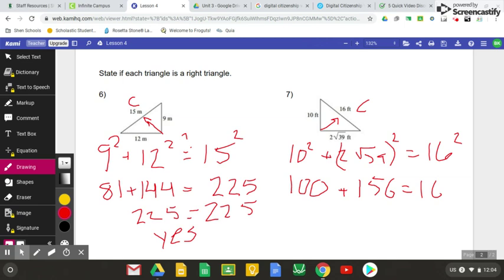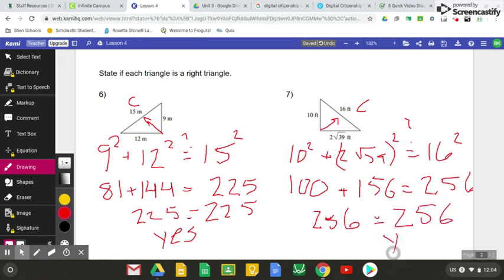And then we got to do 16 squared. So 16 squared is good old 256. And hey, guess what? These two added together, 100 plus 156, equals 256. So yes, hey, that one's a right triangle too.